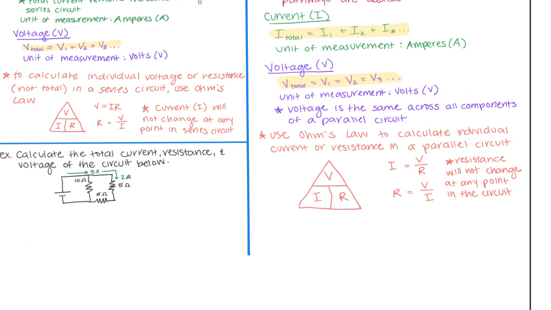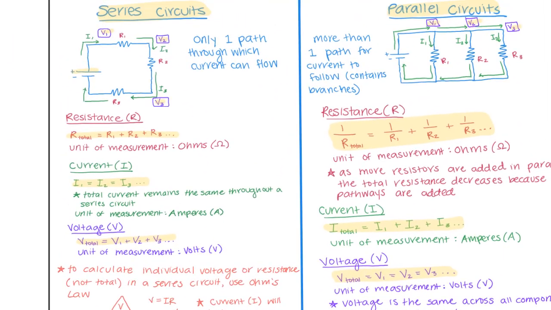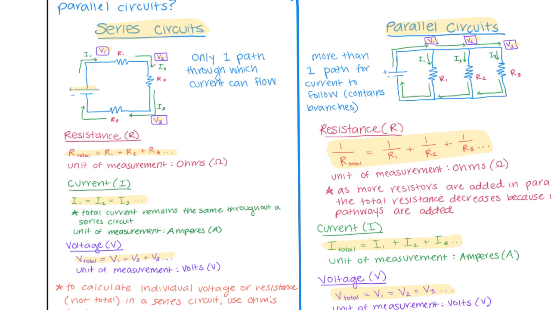Now, again, we're talking about total current, total voltage, total resistance so far. If you wanted to calculate the individual voltage or resistance, or individual current or resistance, in a parallel circuit, you're going to use Ohm's law. So say we wanted to know the individual resistance at this point in the circuit, I2, where it goes through the second resistor and it has that voltage too. This is where you will be using Ohm's law. You're going to use these 3 values for Ohm's law here.